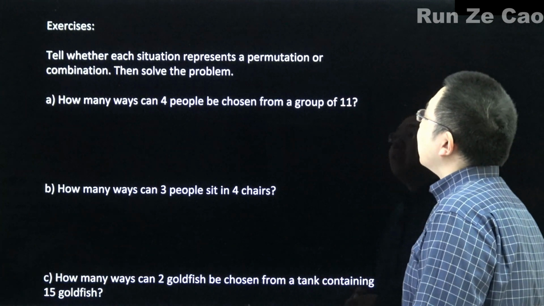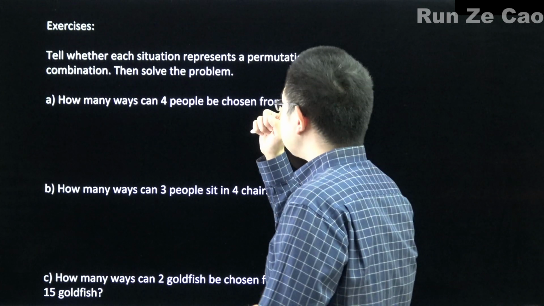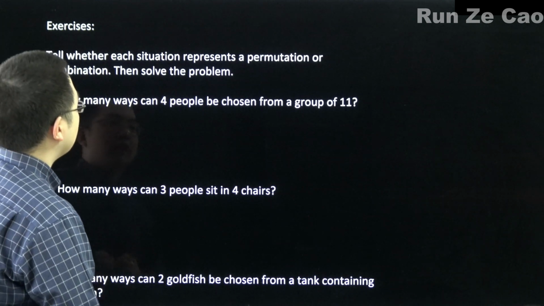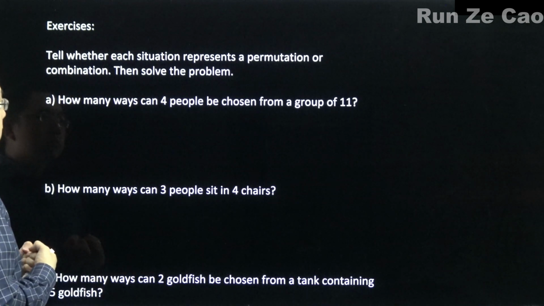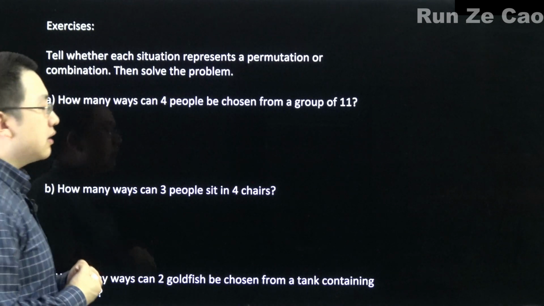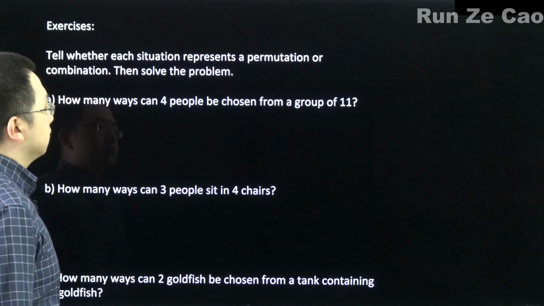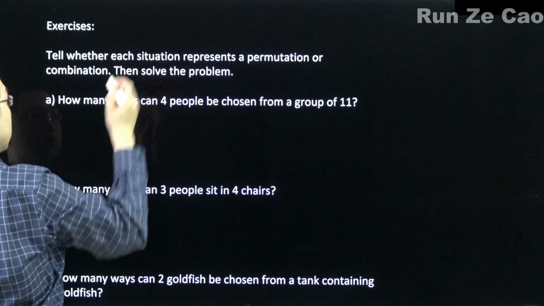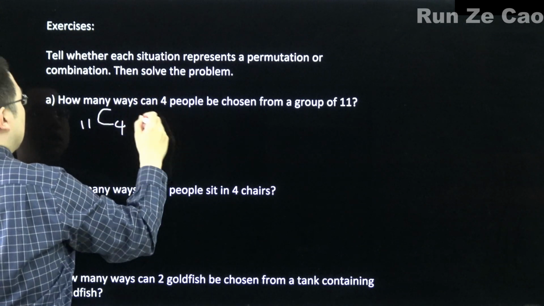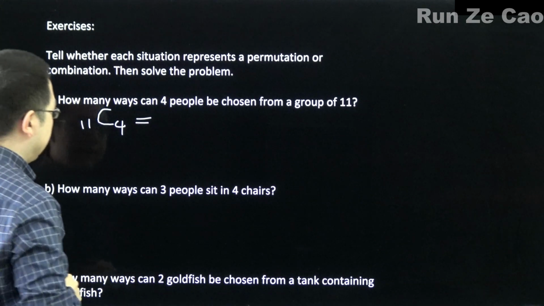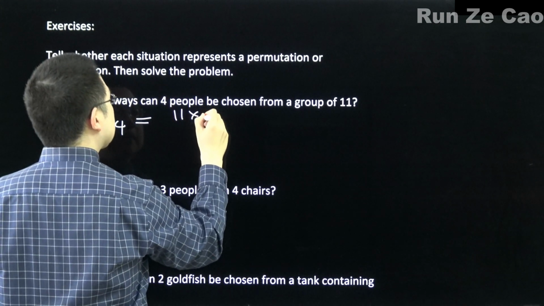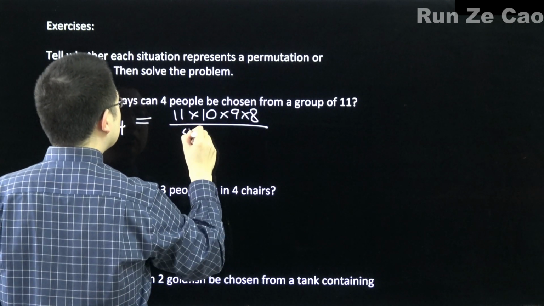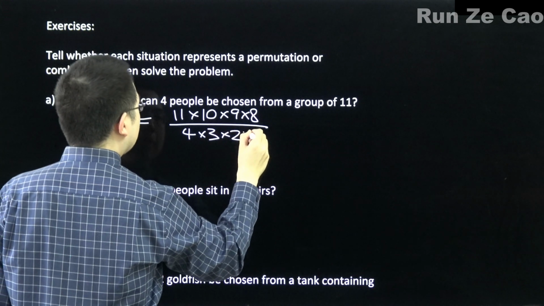All right, let's do some exercises. Tell whether each situation represents a permutation or combination, then solve the problem. How many ways can 4 people be chosen from a group of 11? Well, this means just a group of any 4 people. Which means that there's no particular order involved. So this is going to be 11 choose 4, which is equal to 11 times 10 times 9 times 8 over 4 times 3 times 2 times 1.